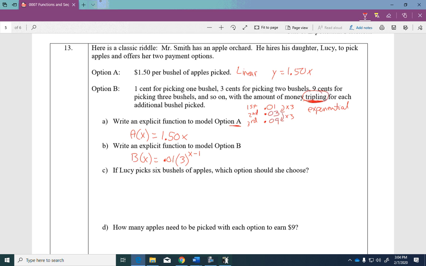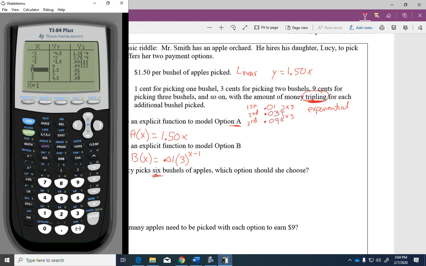If Lucy picks 6 bushels of apples, which option should she choose? Let's just go back to that table, and we're going to look at 6. At 6 bushels, option A gives me $9. Option B gives me $2.43. She should pick option A.